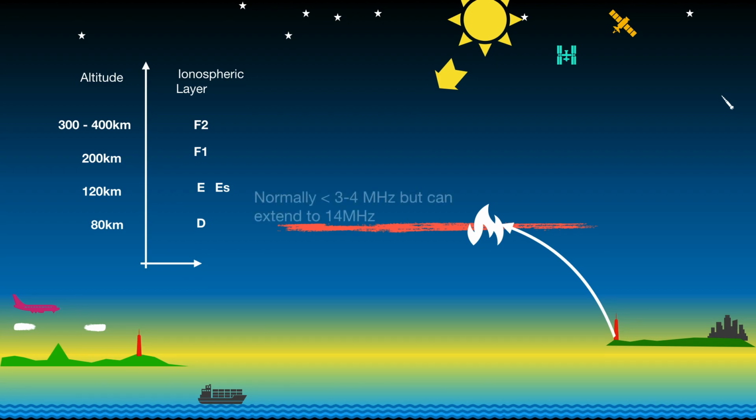Now, normally, D layer absorption happens with frequencies of less than about 3 to 4 megahertz, but it can extend, if the D layer is very, very ionized, as high as 14 megahertz.